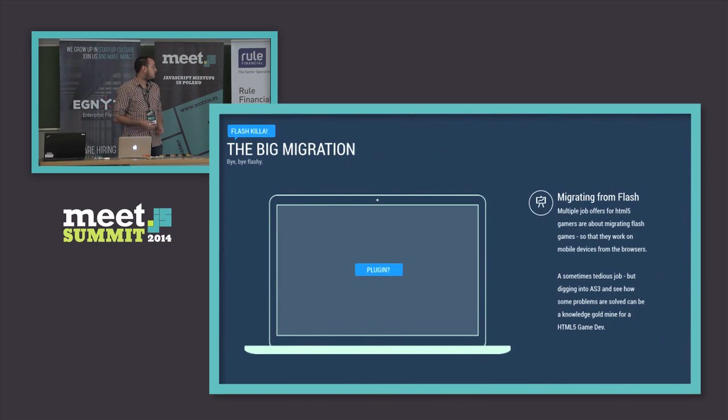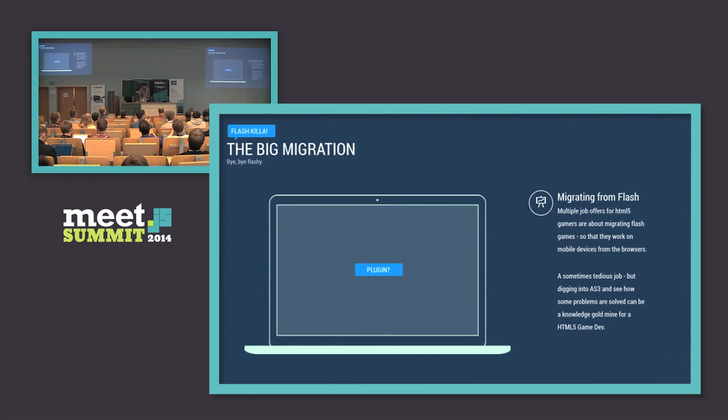Okay, and yeah, this is the big migration. So they want bye-bye Flash completely and want to switch to HTML5 because mobile devices don't support Flash in the browser, and we know about that.